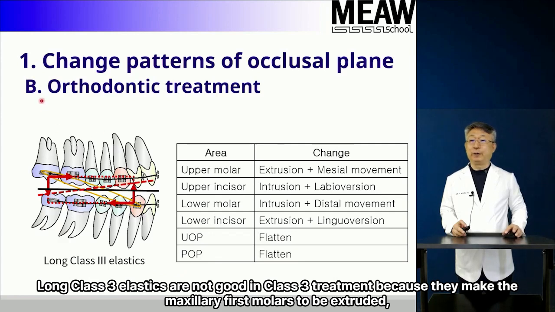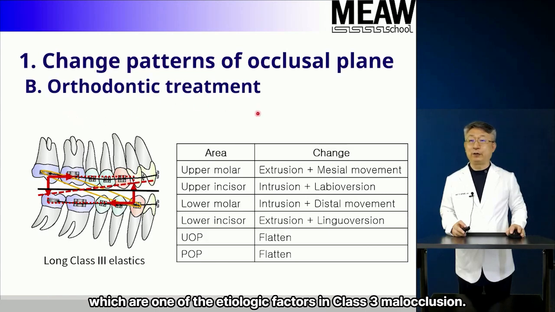Long class 3 elastics are not good in class 3 treatment because they make the maxillary first molars to be extruded, which are one of the etiologic factors in class 3 malocclusion.